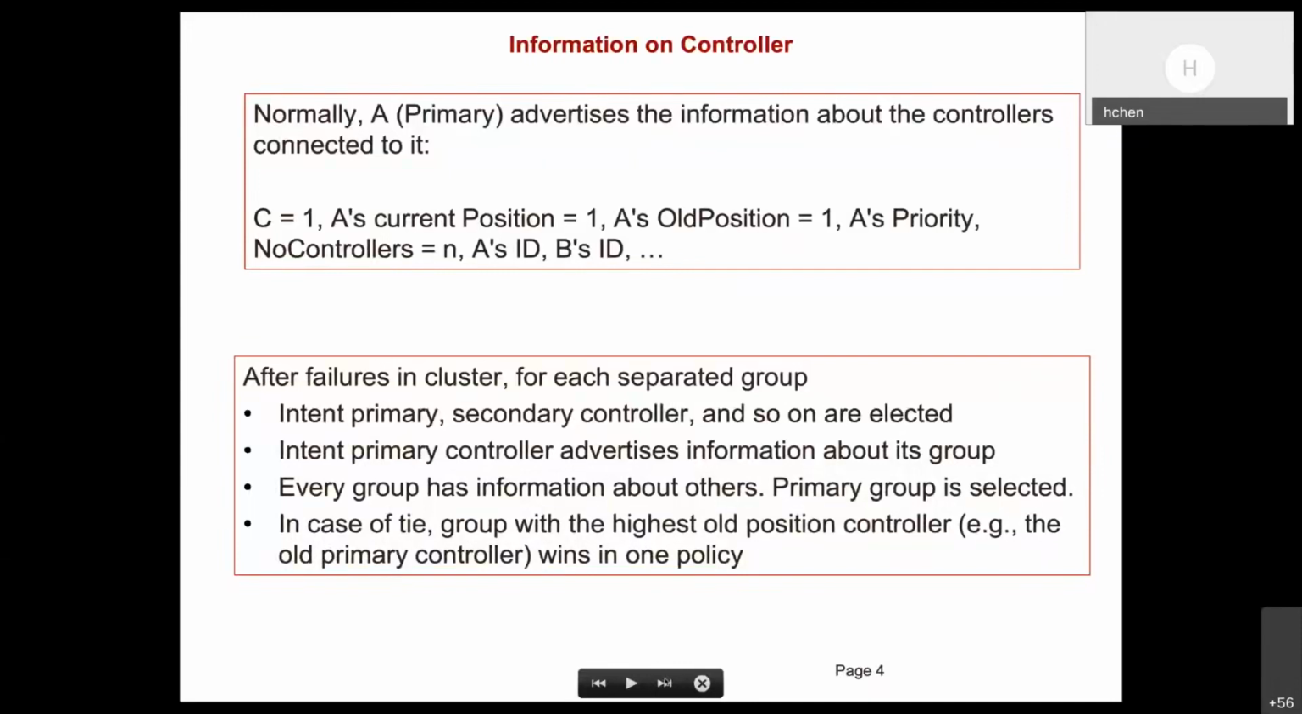For example, one policy or strategy is that the biggest group will become the final primary group. But in some cases, two groups may have the same number of controllers. So in this case, we have also proposed some tie breakings. For example, we may use a priority as tie breaking, or in another case, we may use the old position. So if a group has the highest old position, for example, one group has the original primary controller, then that group will win. So using this kind of tie breaking, we will finally elect one primary controller group to control the network. Next page.